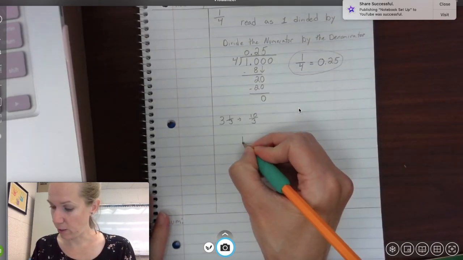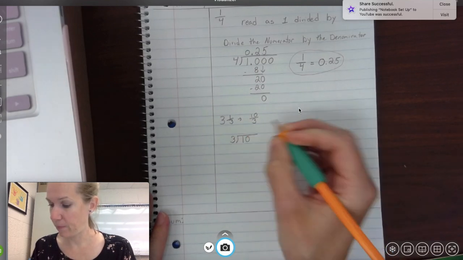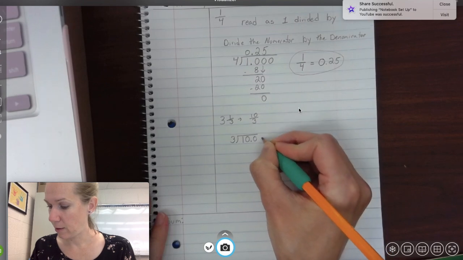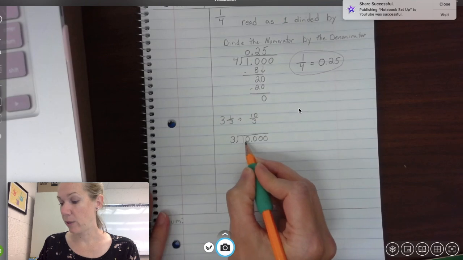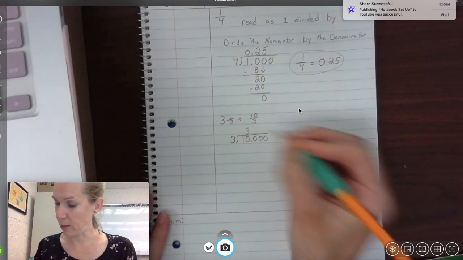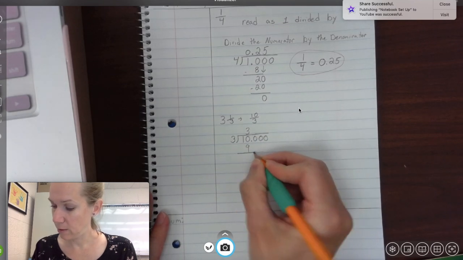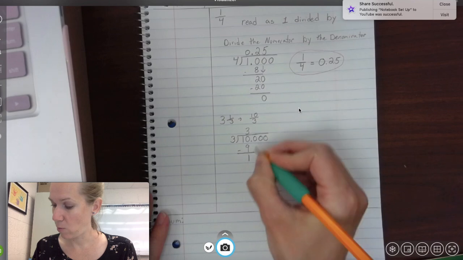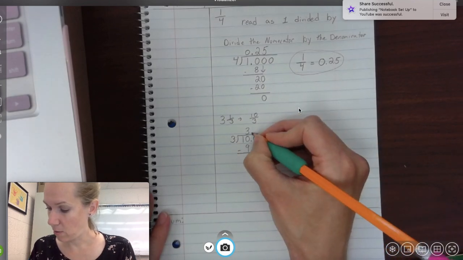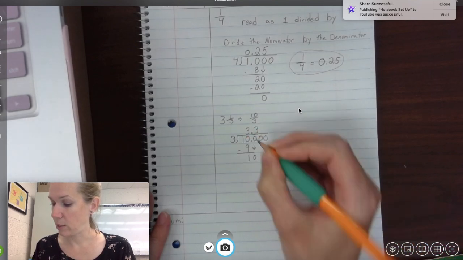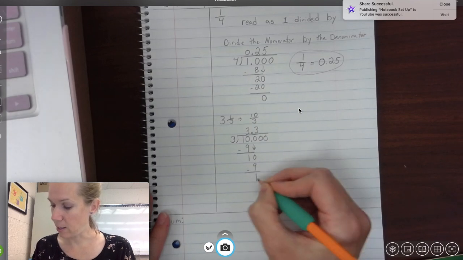So I'm going to write that over here. 10 divided by 3. I always like to add the 3 zeros after. So 3 goes into 10 3 times. So I'm going to write that up there. 3 times 3 is 9. Subtract these. Get 1. Then 0. 3 goes into 10 3 times. So 3 times 3 is 9. 10 minus 9 is 1.